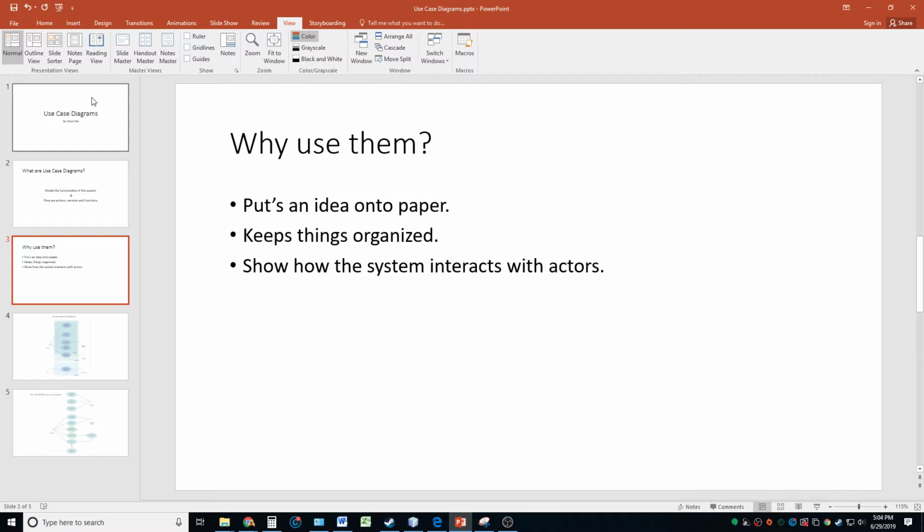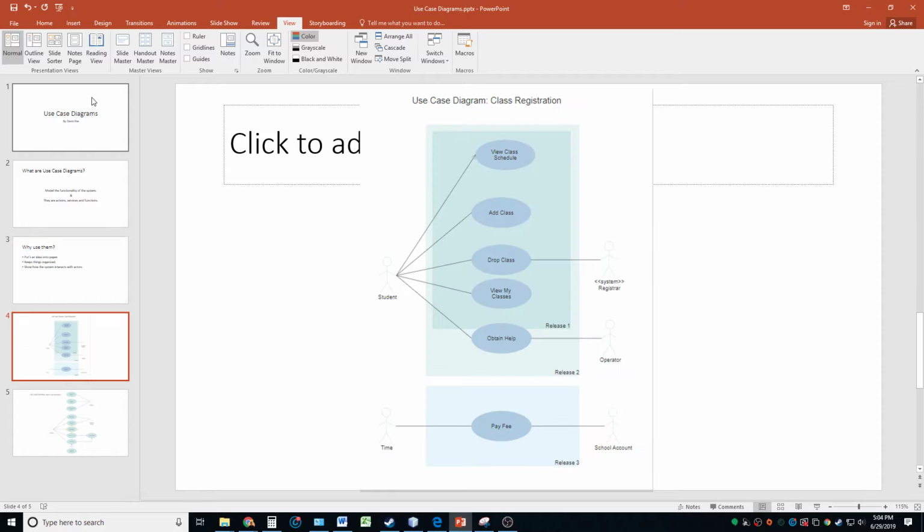They can also help identify any external or internal factors that could influence the system. Overall, they provide a good level of analysis from outside the system, and this means that while they don't necessarily show the details of how the functionality is implemented, they do a good job of specifying how the system interacts with the actors. So I got two use cases here we're going to take a look at real quick.